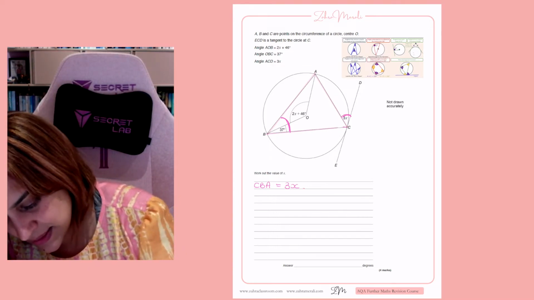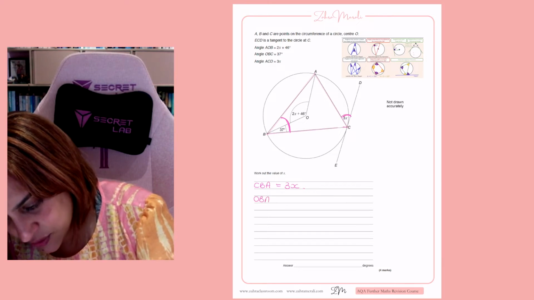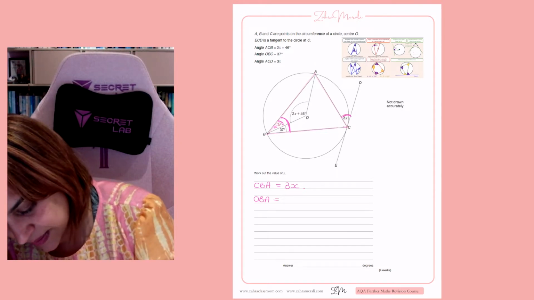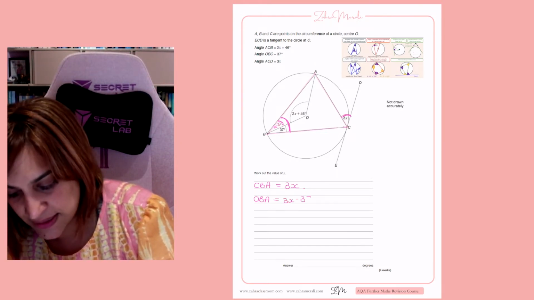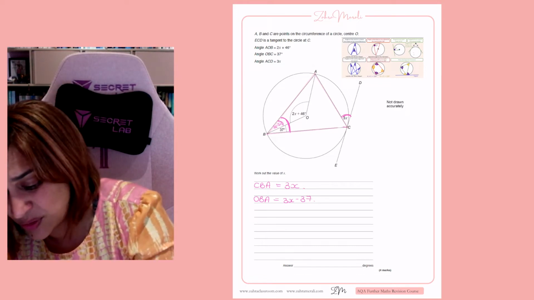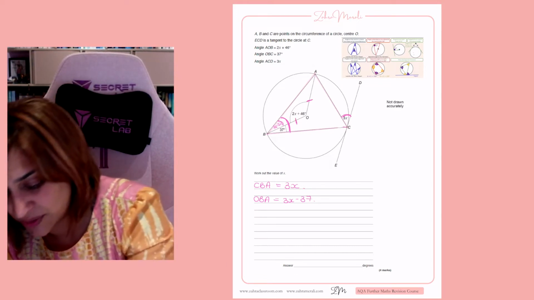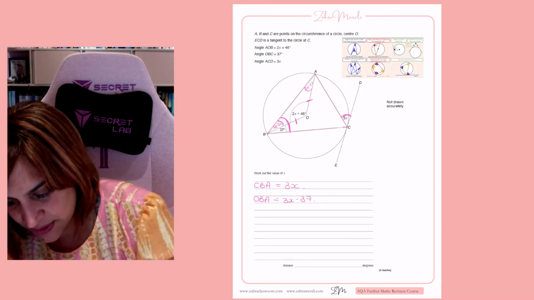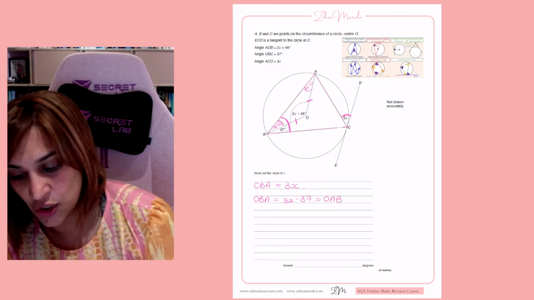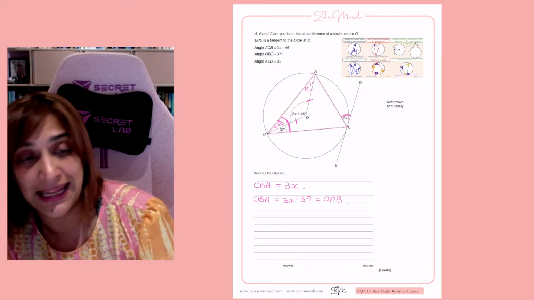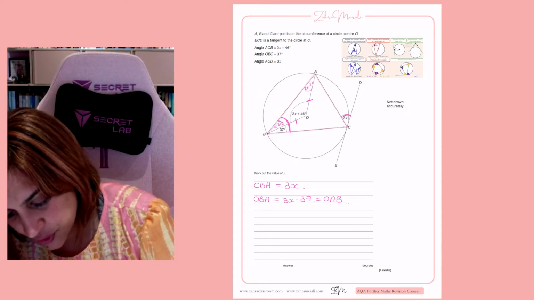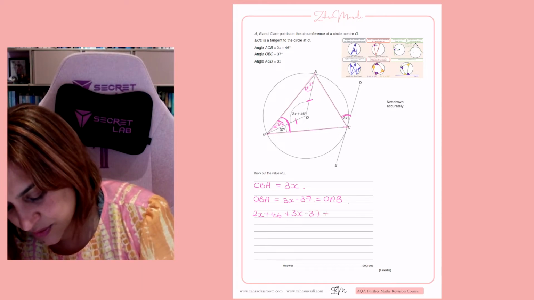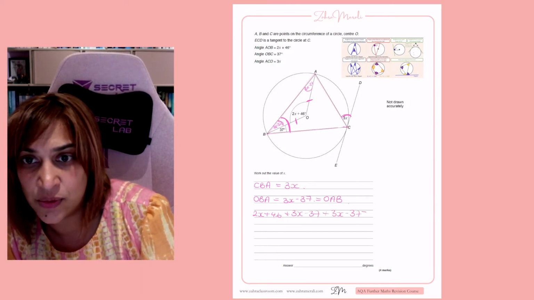So that means OBA, this angle over here, must be 3x minus 37. We also know we've now got the same as before, an isosceles triangle. This is also 3x minus 37. So OBA is that, which is the same as OAB. We know that angles in a triangle add up to 180. So we've got 2x plus 46 plus 3x minus 37 plus 3x minus 37 equals 180.